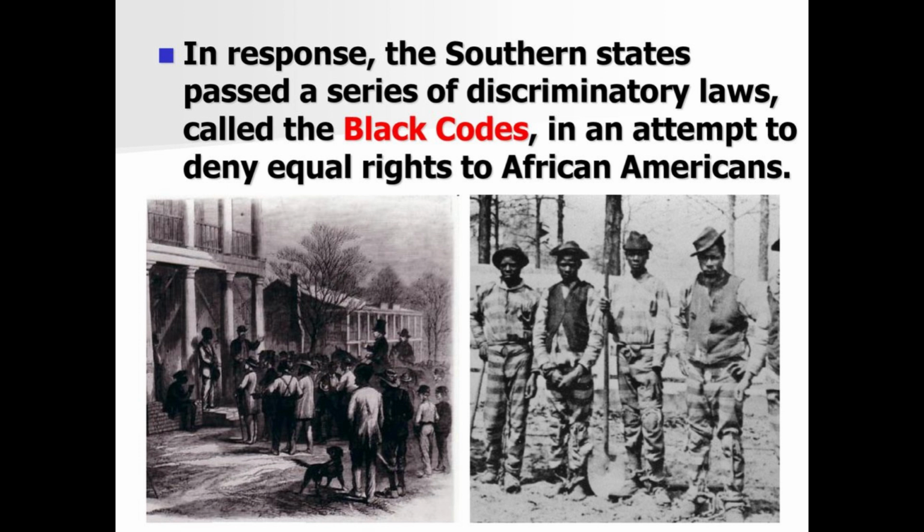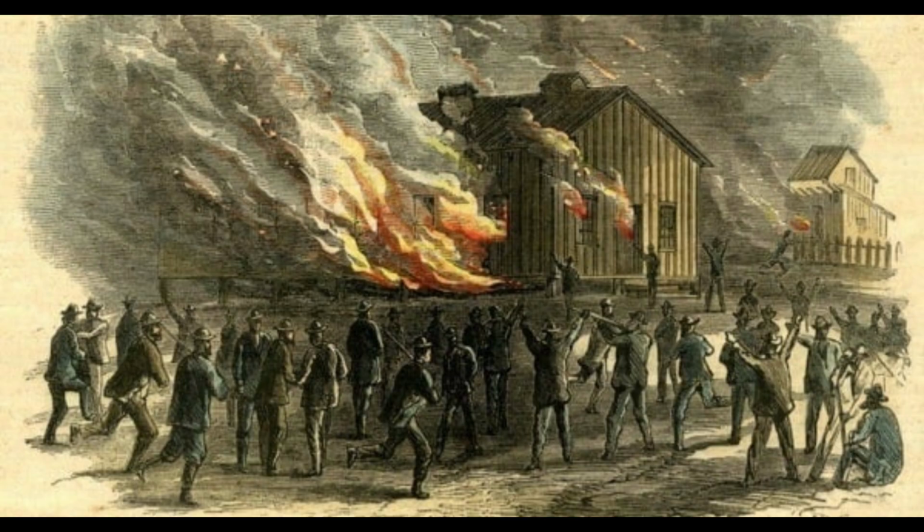These codes imposed severe restrictions on the rights of Negro Americans, including limitations on their ability to own property, conduct business, and move freely. Violence and discrimination. Negro Americans faced widespread violence and discrimination. White supremacist groups, such as the Ku Klux Klan, emerged and used terror and violence to intimidate and oppress Negro Americans. This violence underscored the need for federal protection of their rights.